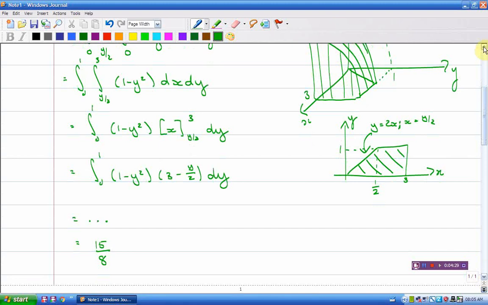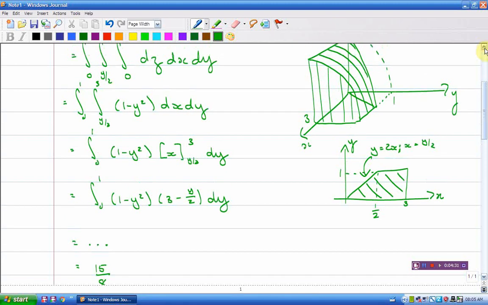I know I risk being boring by repeating the same things over and over again, but it's the setup that's the hard part. You need to draw a good picture. If you don't think much of your drawing skills, well, it's got to be good enough that you know what's going on so that you can then deconstruct that to be able to get your limits of integration. Because it's that picture that's going to give you your limits of integration.